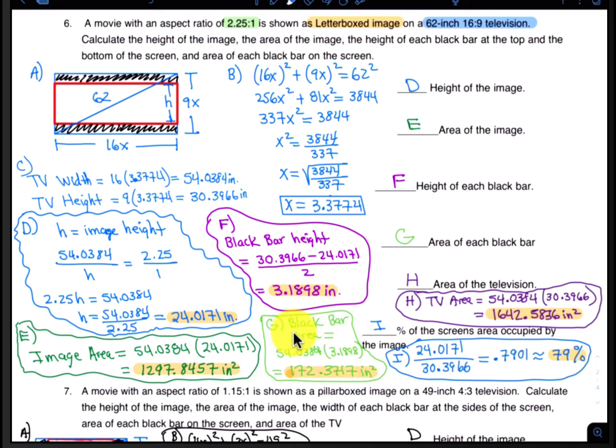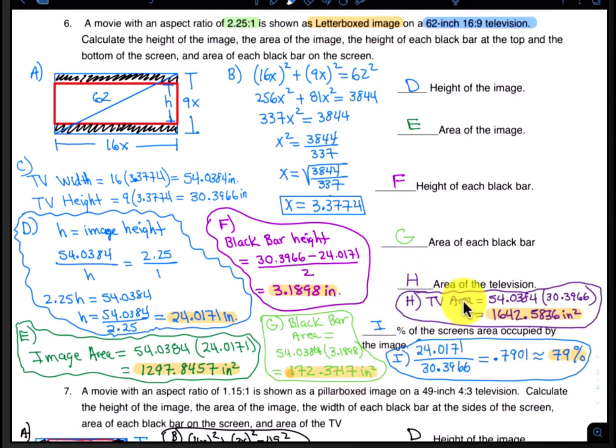Let's move on to section G. We want to find the black bar area. That's the width times the height. So the width is 54.0384, and the height of the black bar, which we found up here, was 3.1898. And you multiply those together. So the area of the black bar is 172.3717 square inches.